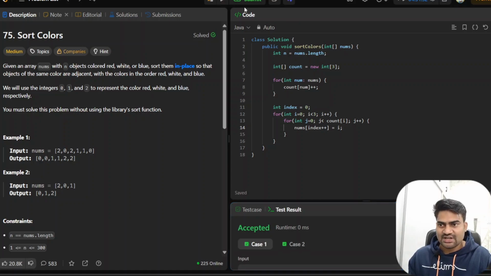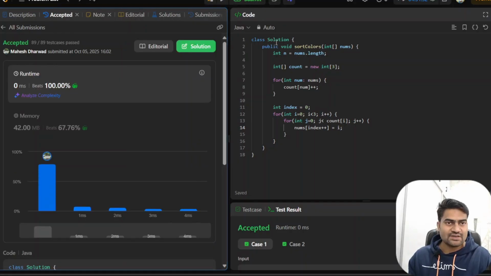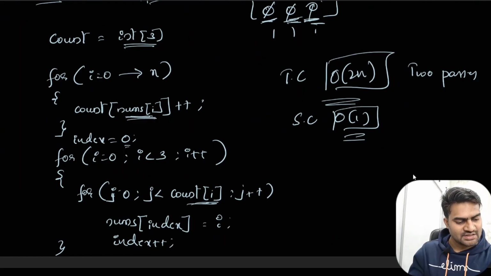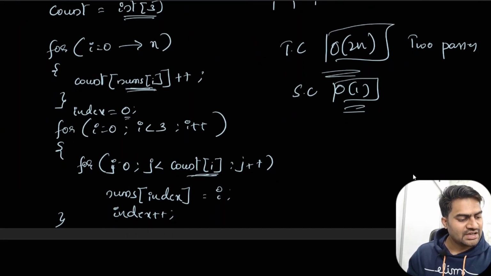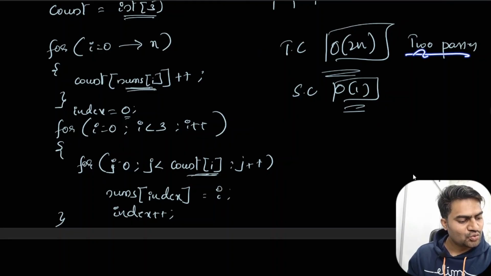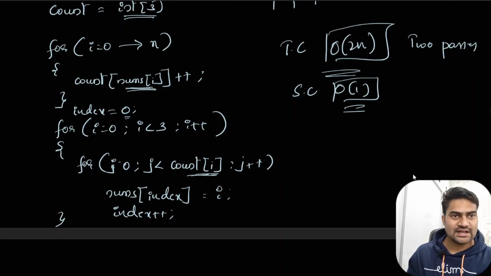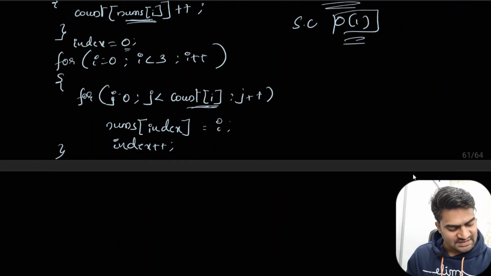It got accepted. I will submit it. If you see, our solution got submitted successfully. So if you see, we use 2 passes to sort these numbers. Okay, now is there any way where we can do this in only a single pass?